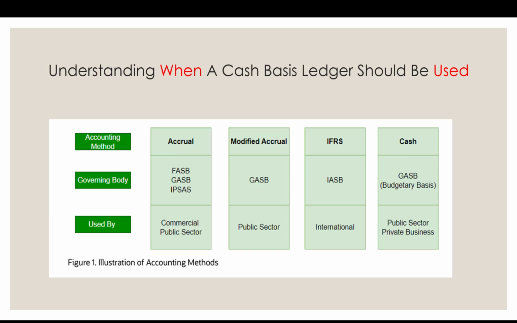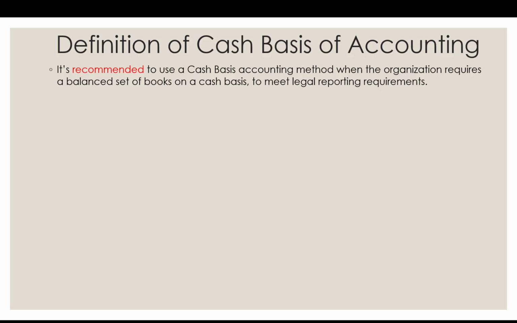Private business can occasionally require a cash basis ledger to support internal reporting requirements. As you see here, the following is an illustration of accounting methods used for commercial and public sector entities, the governing bodies of the accounting methods, and organizations who use those methods. It's recommended to use a cash basis accounting method when the organization requires a balanced set of books on a cash basis to meet legal reporting requirements.